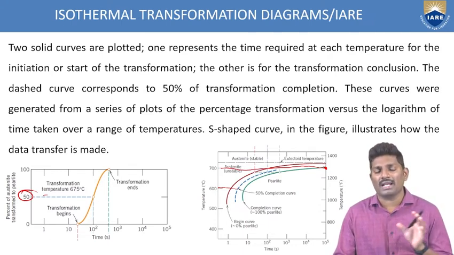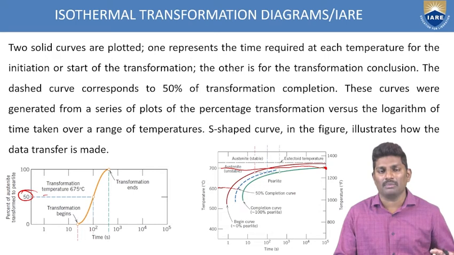So wherever the conversions are there, you'll get them below the Eutectoid temperature only. Above the Eutectoid temperature, you won't get any conversions or any developments in the microstructure. So that you have to remember carefully.